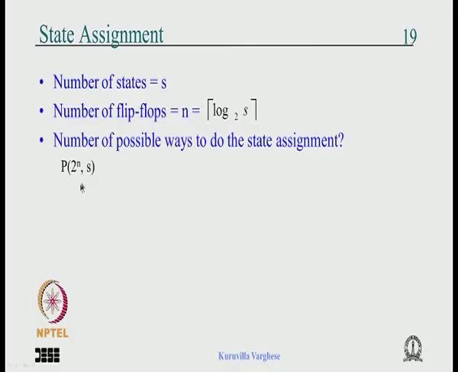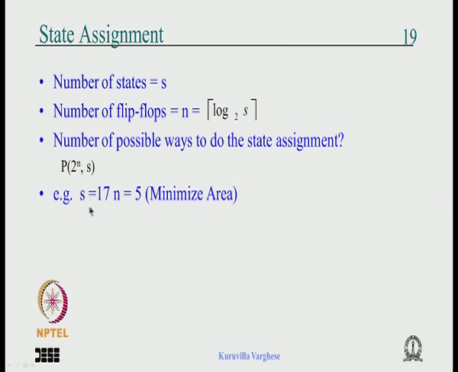So basically, the number of possible ways to do the state assignment is a permutation of 2 raised to n, because for n flip flops there are 2 raised to n possible states, and S is the real number of states. So P(2^n, S). Okay, and let us take an example.